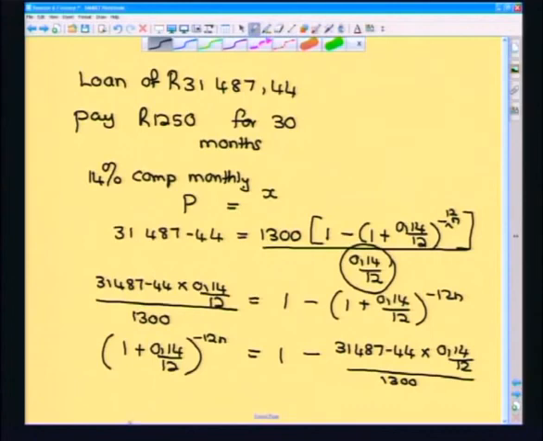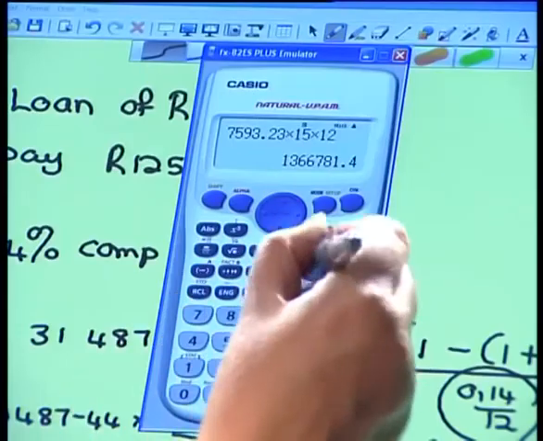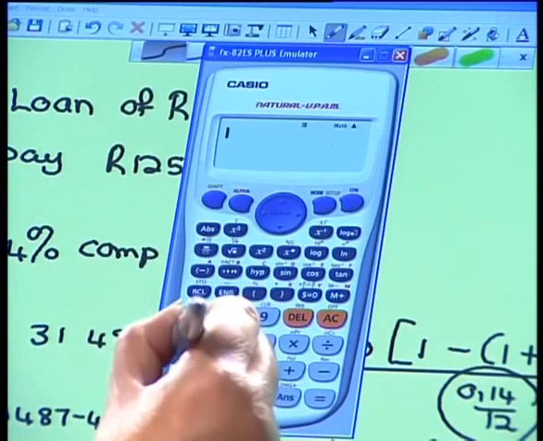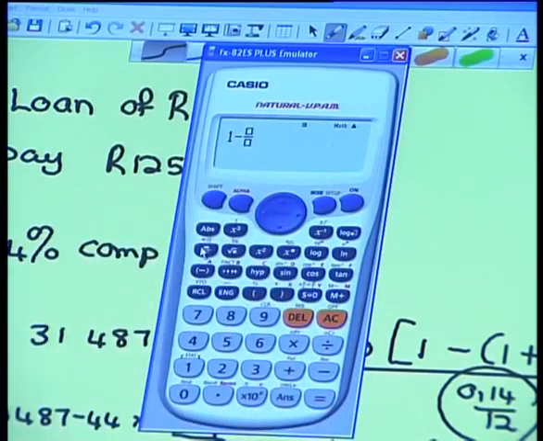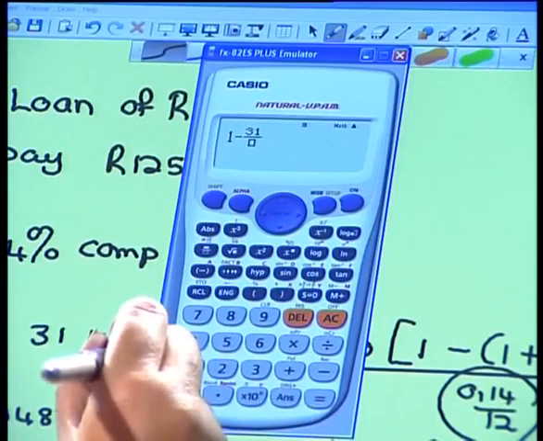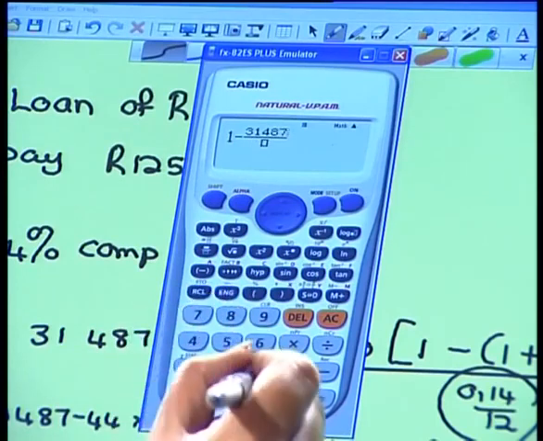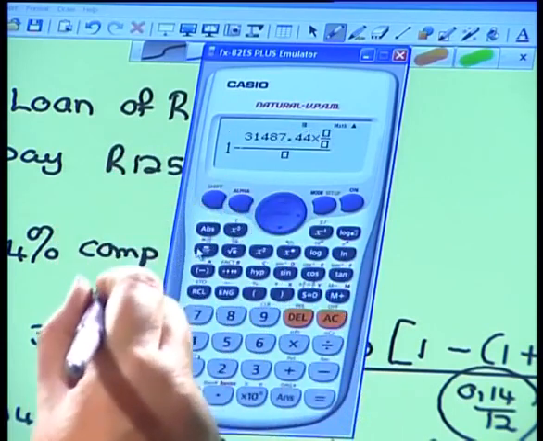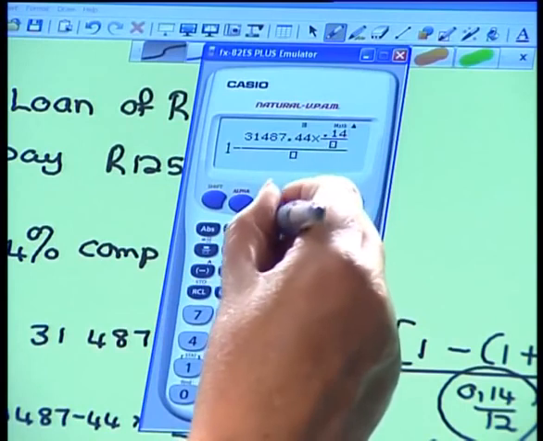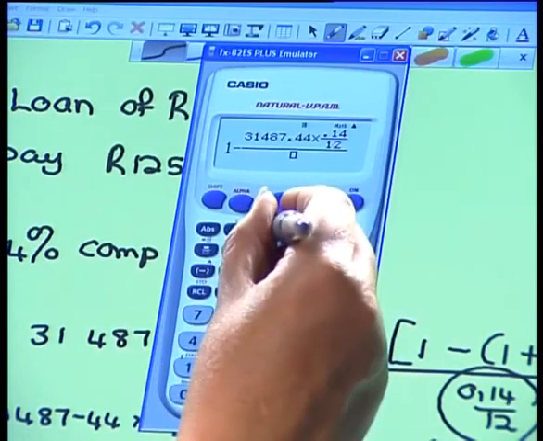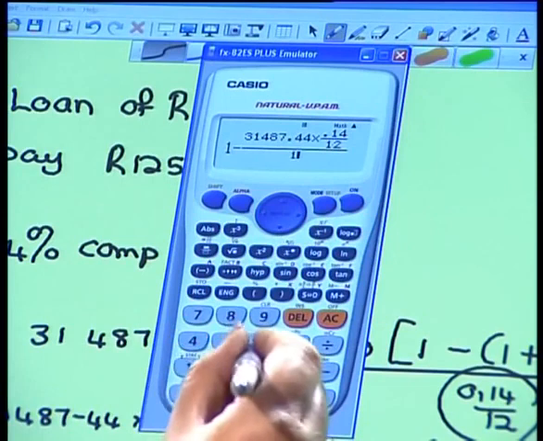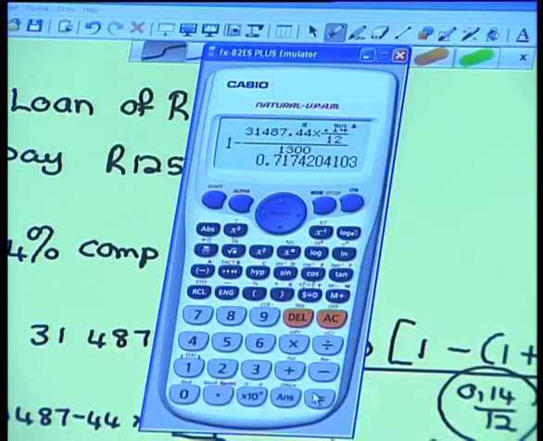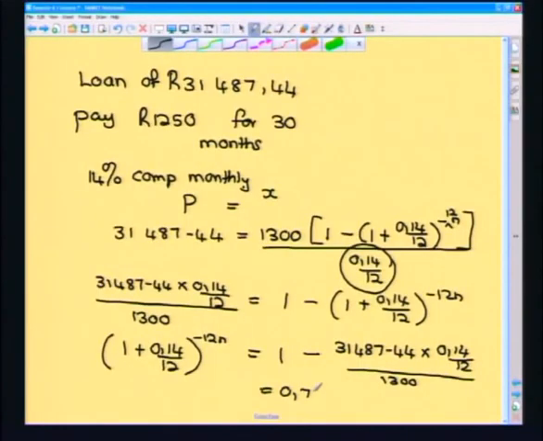Right, let's pull the calculator up and let's clear it and let's put in this value. So we've got 1 minus fraction button. Over here I've got 31,487.44 and I'm going to times that by 0.14 divided by 12. Bringing myself to the bottom here, divide by 1,300 gives me the answer. So it's 0,717, and I've still got this over here.